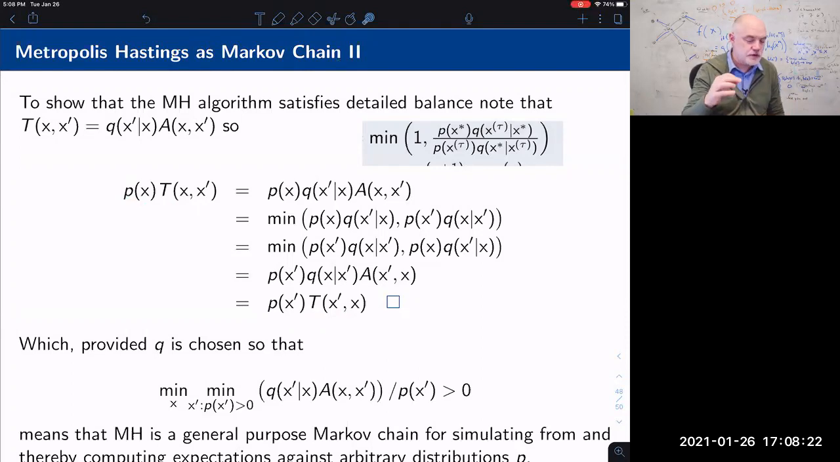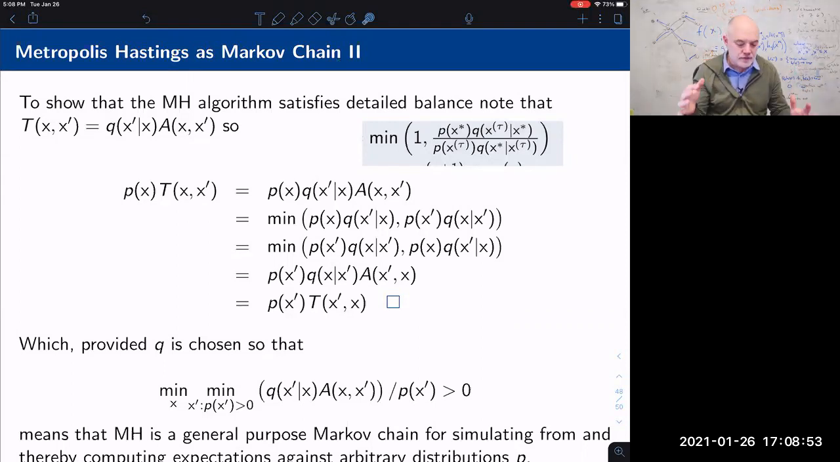Right, so going to x prime, the probability of getting to x prime is the proposal probability. You have to actually propose, it's a two-step process. The first thing you do is you propose x prime from x given q. So that's the first part. And then you go to x prime with some probability, right? And you stay at x with 1 minus that probability, right?